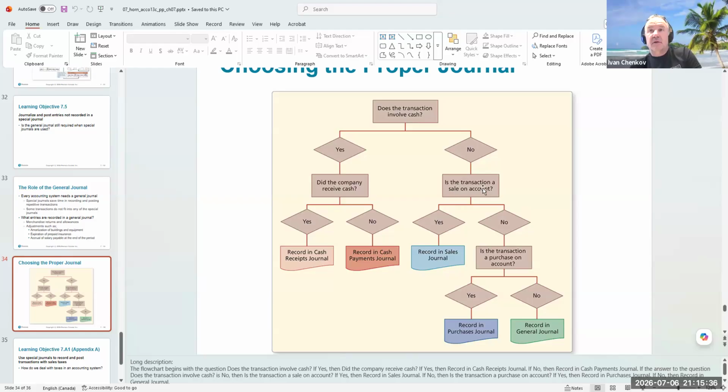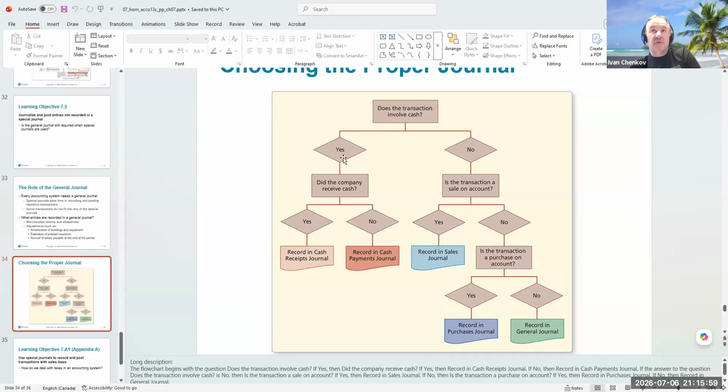So first you ask, is the transaction sales on account? If yes, sales journal. If it's not, that means it's purchase. Then you go to the purchase journal and ask yourself a question: is this purchase on account? If yes, purchase journal. If it's not, general journal.